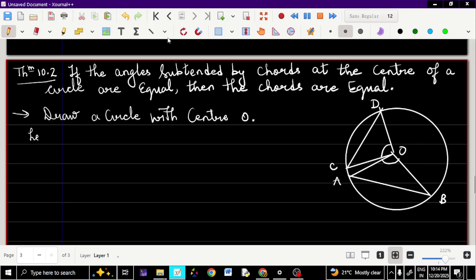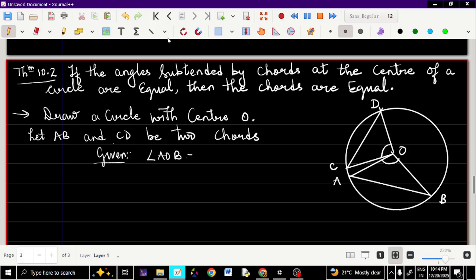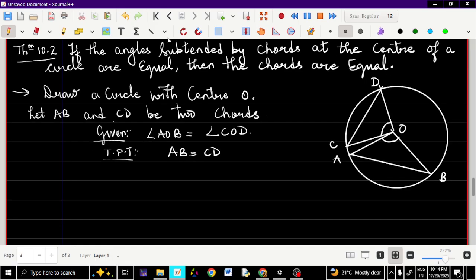Okay. Let AB and CD be two chords. Now you do not know whether they are equal or not. Just two chords are given to you. And it is also given that they subtend equal angles at the center. So it's given that angle AOB is equal to angle COD. So that is given. And we need to prove that the chords are equal. That is AB is equal to CD. So again in the same way we'll have to consider both the triangles, show that they are congruent, and by CPCT the chords would be equal.